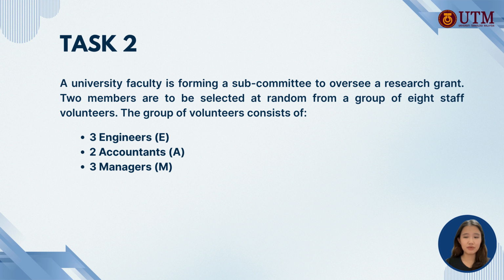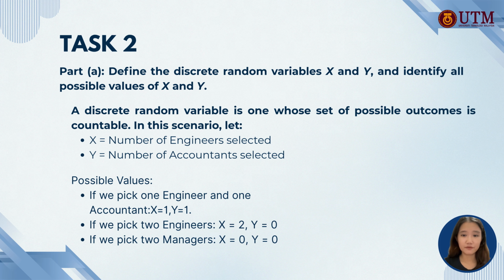We are choosing 2 members at random from a group of 8 staff volunteers to recreate our bivariate distribution. We have categorized the volunteers into 3 groups, which is 3 engineers, 2 accountants, and 3 managers. In this scenario, we define our discrete random variables as x is the number of engineers selected and y is the number of accountants selected.